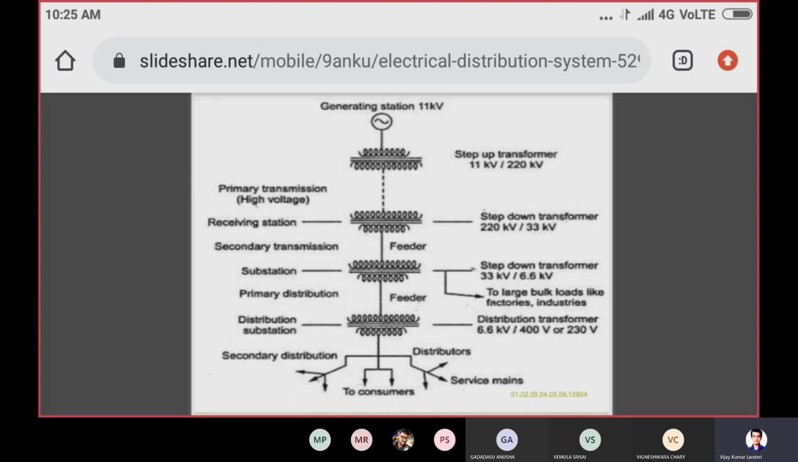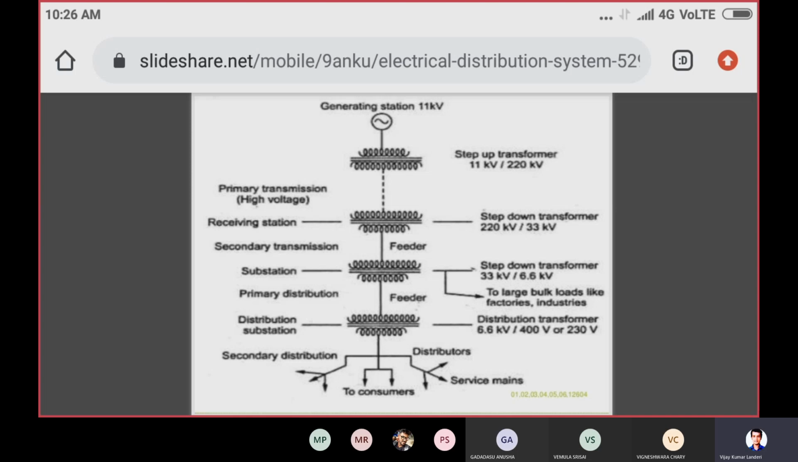Again, coming to the distribution substation, in the distribution substation what we have is the distribution transformer. The distribution transformer is a step down transformer. The input to this particular distribution substation is at a voltage of 6.6 kV. By means of these step down transformers, we are stepping down the voltage from 6.6 kV to 400 volts or 230 volts.